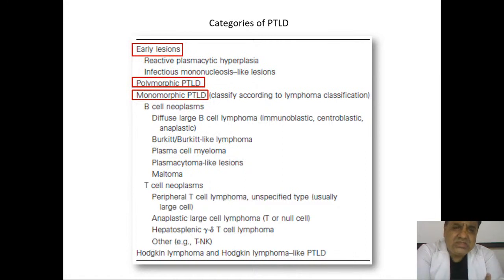PTLD is nothing but early monomorphic or polymorphic lymphomas, which range from benign to aggressive lymphomas, usually B cell, but they can also be T cell lymphomas. They could be non-Hodgkin's or Hodgkin's type lymphomas, usually NHLs, and the common ones are diffuse large B cell lymphoma, plasmacytic, Burkitt's lymphoma, and peripheral T cell lymphoma. Early lesions are very simple hyperplasias, or IM-like lesions can also develop, which are benign.